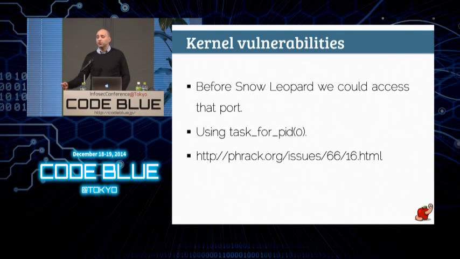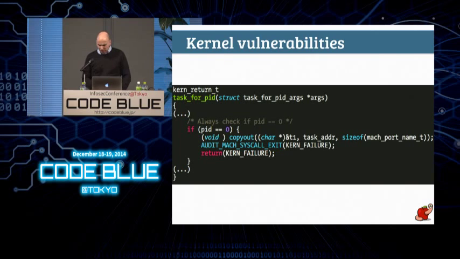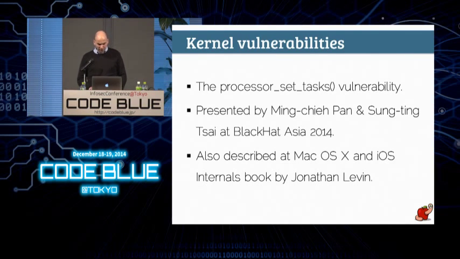Before Snow Leopard, you could directly access the kernel port without any control besides being root. You just use the function task_for_pid with PID 0, and you get the kernel task port and that's it. There's a description of this trick in that Phrack article where they talk about rootkits using this. I'm doing more or less the same, but updating the techniques for new protections in Mac. This is the function.